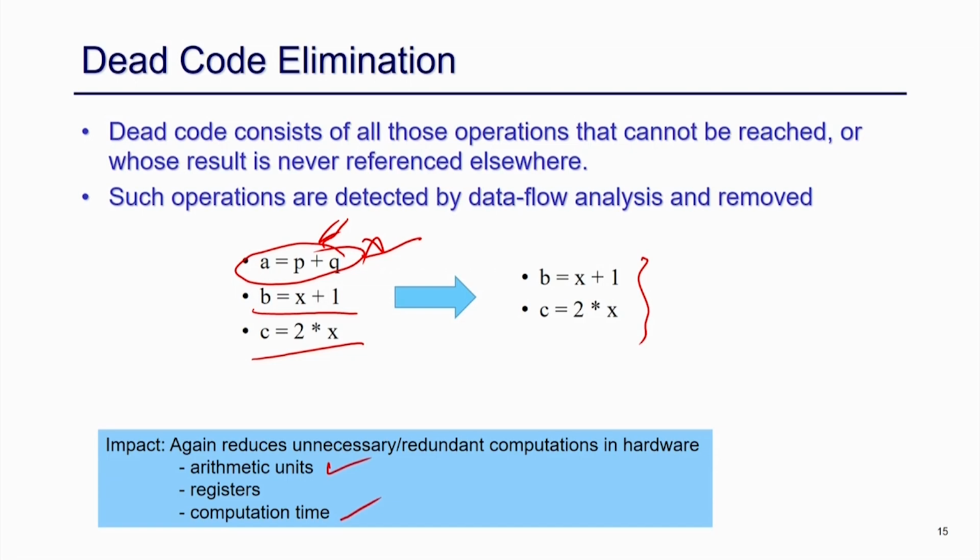Similarly, whatever variables are in the right hand side may also be redundant, as they may not have any use in other places. So, if I just eliminate this dead code, I do not have to store p and q as well. So, this may also reduce the number of registers. So, dead code elimination in general impacts resources, in the sense of number of arithmetic units, number of registers, as well as computation time. So, this is what dead code elimination is.